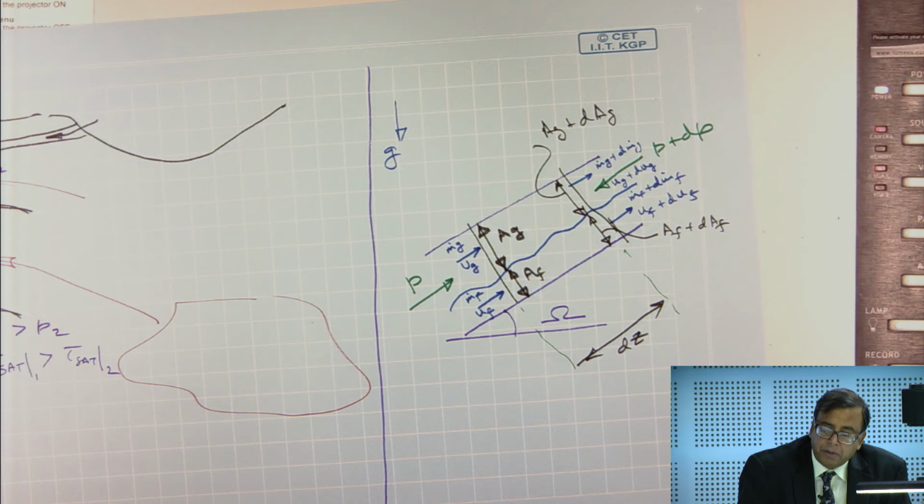Can you tell me what else is missing in this diagram here? So, I have plotted the pressure, right, which is what, a surface force or a body force? Okay. So, are there any other surface forces in the system? Okay. So, where will be the shear force here?